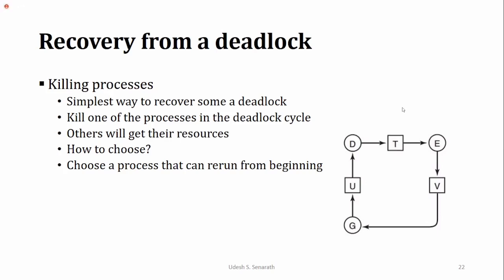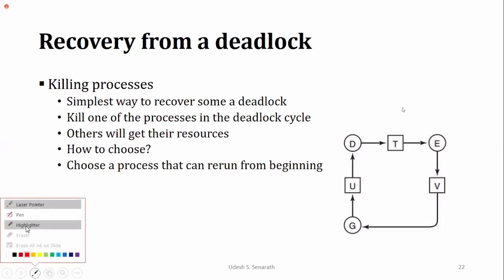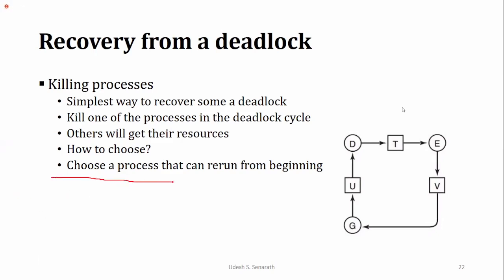Right, but sometimes we have to think about it before killing the process. We have to think and determine which process we are going to kill. Kill one of the processes in the deadlock cycle so that it will allow the other processes to run, because the circular wait condition will be broken. Others will get their resources. Then how to choose the process? Choose a process that can be restarted from the beginning. That is very, very important. Please remember, if you are going to kill a process, make sure that the particular process you are going to kill can be restarted or rerun from the beginning.